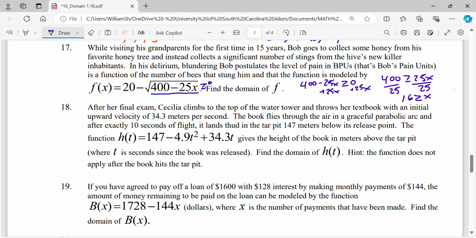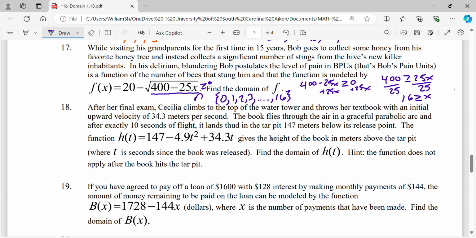Now, by just the function, it says that 16 is greater than or equal to x, but we've got to think about this practically. x is the number of bees that stung Bob. Think about practically how many bees could sting Bob. Negative bees can't sting Bob, so we have to get rid of all the negative numbers. You can't get stung by half of a bee or a quarter of a bee, so we just have to work in whole numbers. So the number of possible bees that stung Bob are going to be anywhere from 0, 1, 2, 3, all the way up to 16.